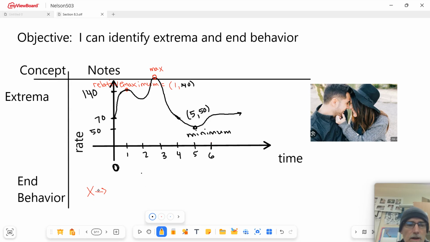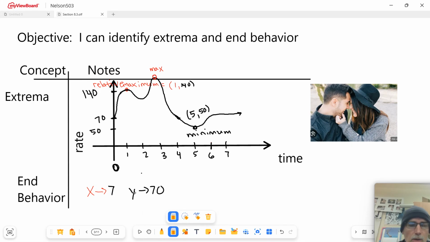So you could say as X approaches, let's go day 7, because it seems like our heart rate kind of balances out. So as X approaches day 7, what does the Y approach? The Y approaches 70 beats per minute. Now, usually when we talk about end behavior, we don't talk about a particular X value. But the notation really is as simple as this. As X approaches 7, what does the Y approach? Approaches 70 beats per minute, right?